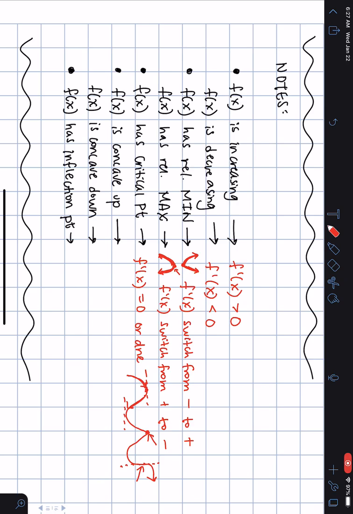Next, if f of x is concave up, so if everything we've done so far was dealing with the first derivative, then once we enter the realm of concavity, we start looking at the second derivative. So if it's concave up, the second derivative is greater than 0. And if any function, f, g, h, is concave down, then its double derivative is less than 0.